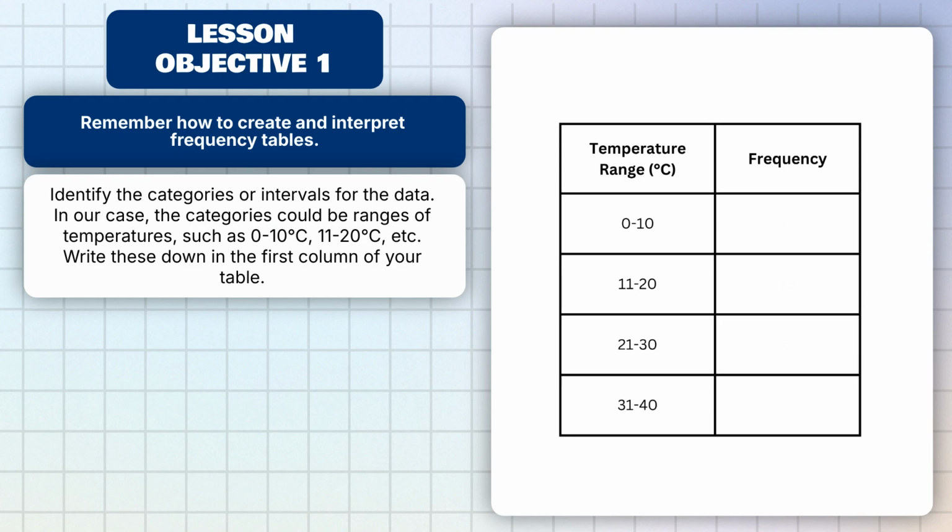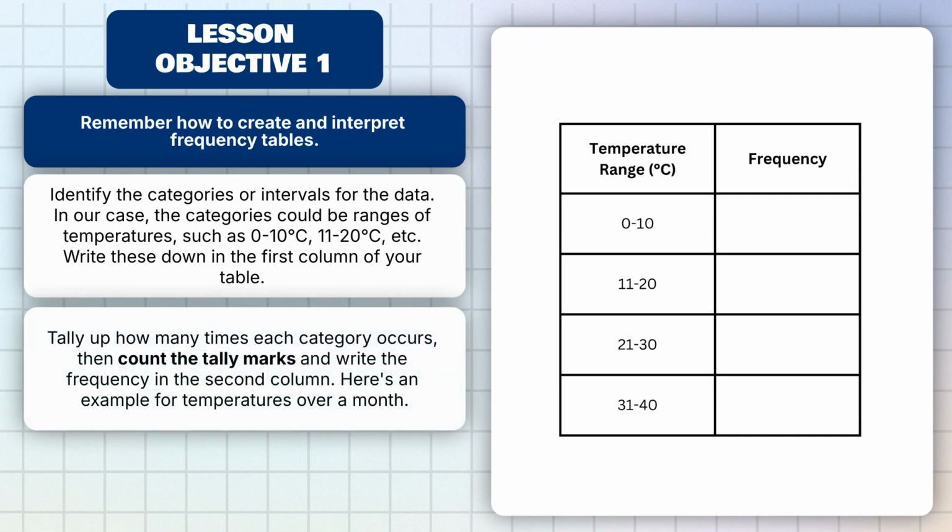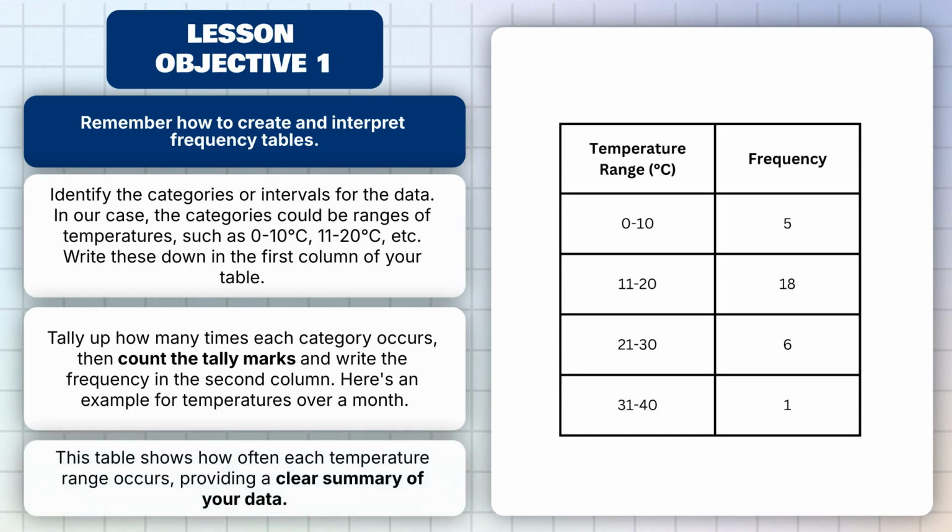You would now go through your data and tally up how many times each category occurs, then count the tally marks and write the frequency in the second column. Here's an example for temperatures over a month, a 30-day period. This table simply shows how often each temperature range occurs, providing a clear summary of your data.